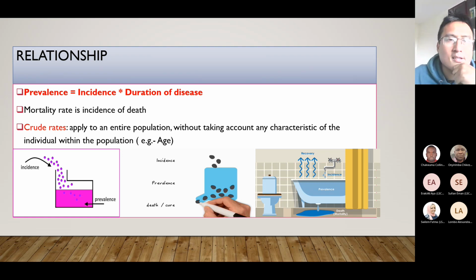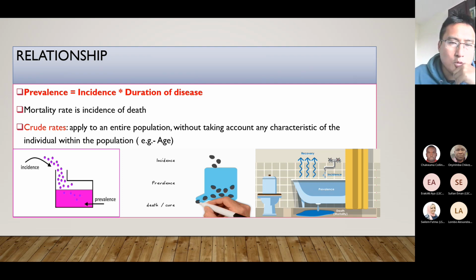So let us do a task. If the prevalence is 100 and the duration of disease is 10 years, how much incidence is in that population? 10. So you take the duration to the other side. So these are some of the examples. Incidence is new cases, prevalence is the cases that are already there.